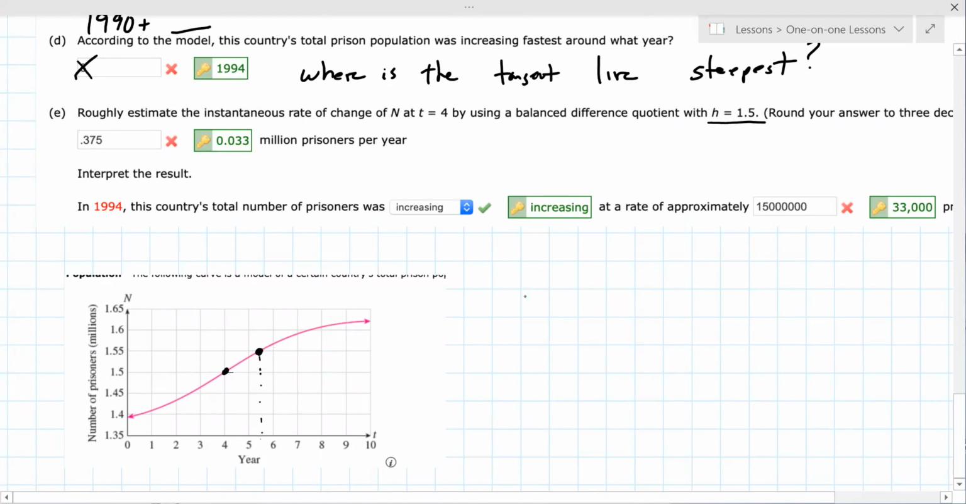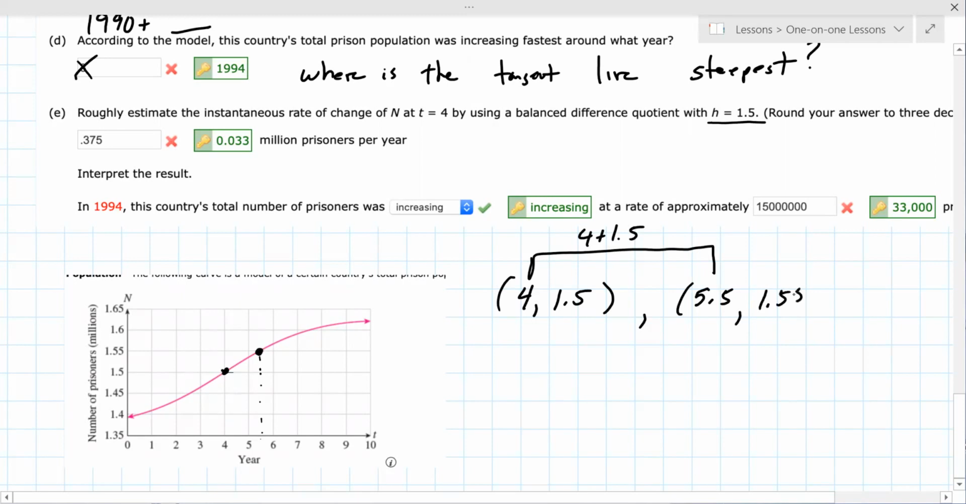It's 1.55. So you're using 2 points. You're using 4 comma 1.5. That's your first point, and then you're using 5.5 because that's your h. It's 4 plus 1.5 comma, and then you just read off the value 1.55, and you just have to find the slope. Even though it says roughly estimate the instantaneous rate of change, they're saying find the slope, find the ARC. So the slope here is 1.55 minus 1.5, y2 minus y1 over 5.5 minus 4. Apparently that equals 0.033.